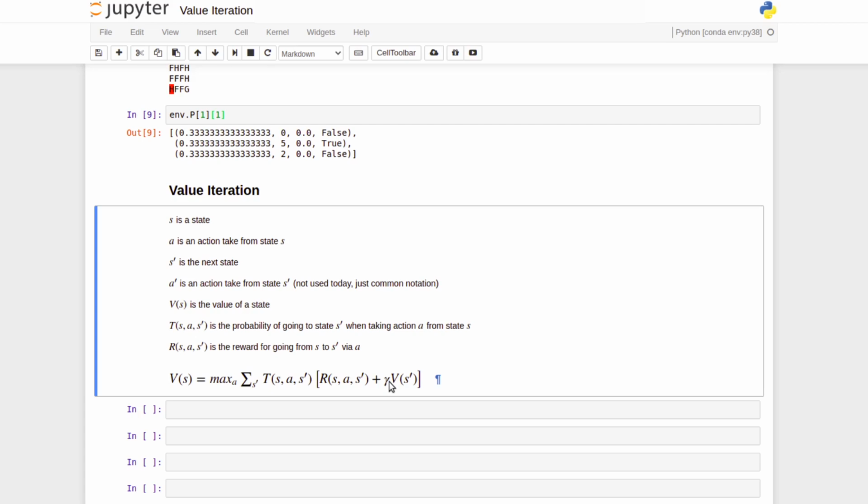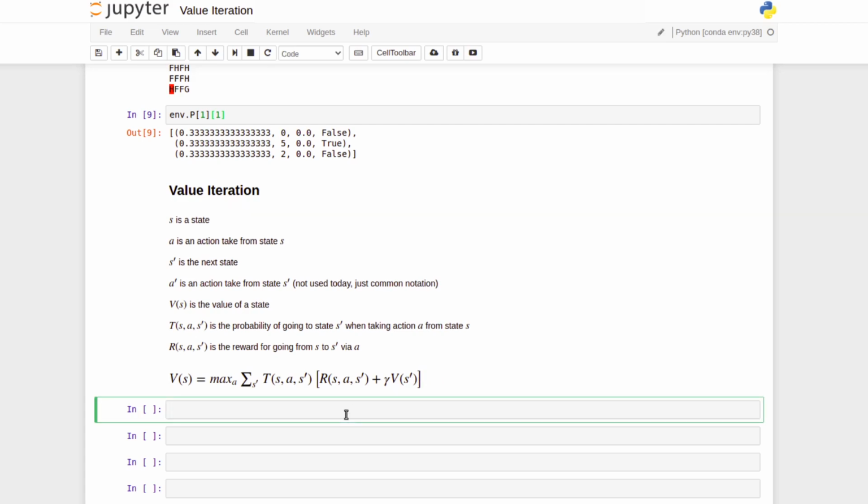So, in totality, what we have here is an equation that gives us the value for every state, assuming the best action, and just measures the possible and expected outcome of the result of taking that action. All right, now let's go ahead and step into the actual code.